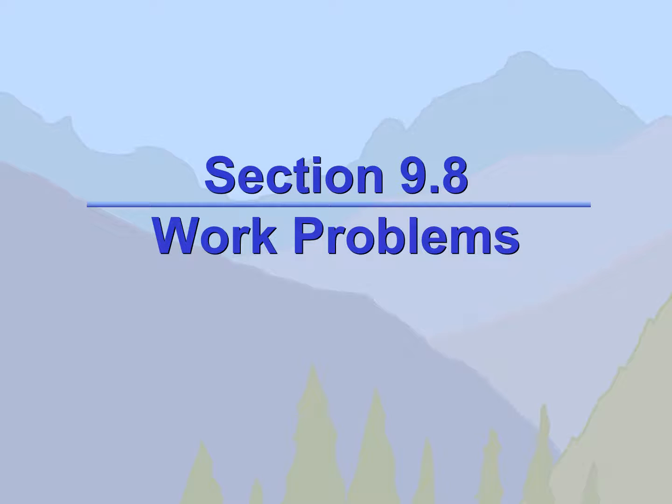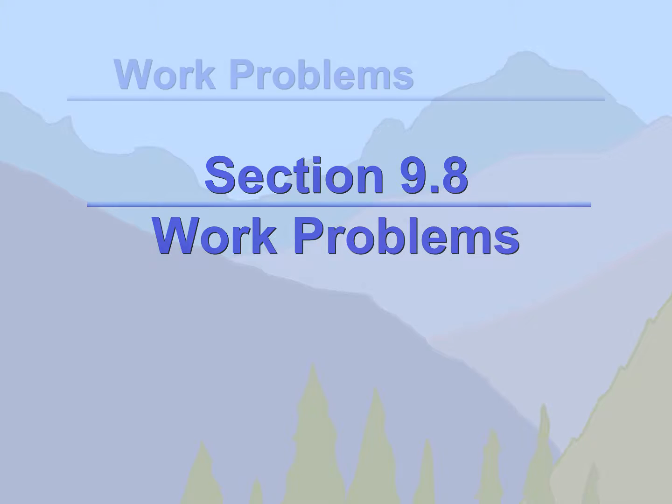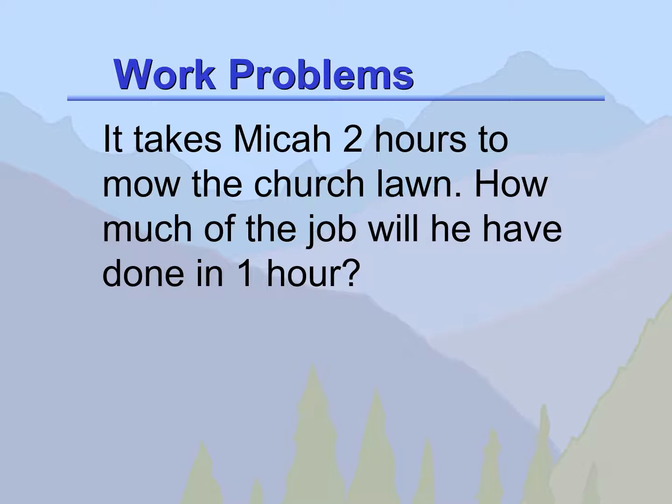We are going to look at work problems and how we can use rational equations to solve work problems. So let's begin with warming up and let's be thinking about these types of questions. If Micah takes 2 hours to mow the church lawn, how much of the job does he have done after 1 hour? Well, if it takes him 2 hours to complete the entire job, then after 1 hour, he's only halfway done. So we would say he only has half of the job done.